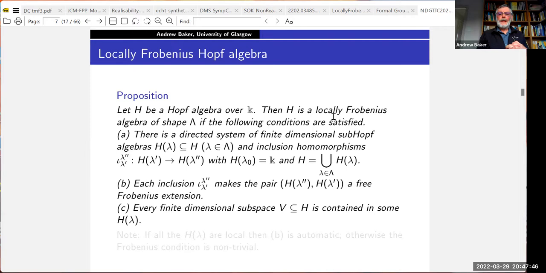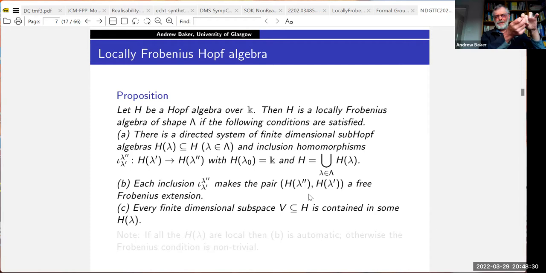Okay, and now we can go to Hopf algebras. So supposing we have a Hopf algebra, which is again built up out of finite dimensional sub-Hopf algebras, and the inclusion maps are maps of Hopf algebras, then it turns out you get a locally Frobenius algebra. So you need to have a bunch of finite dimensional Hopf algebras fitted together. The flatness is automatic here because of what's usually called the Nichols-Zoeller theorem, which says if you have a finite Hopf algebra and a sub-Hopf algebra, the big one is free over the small one.